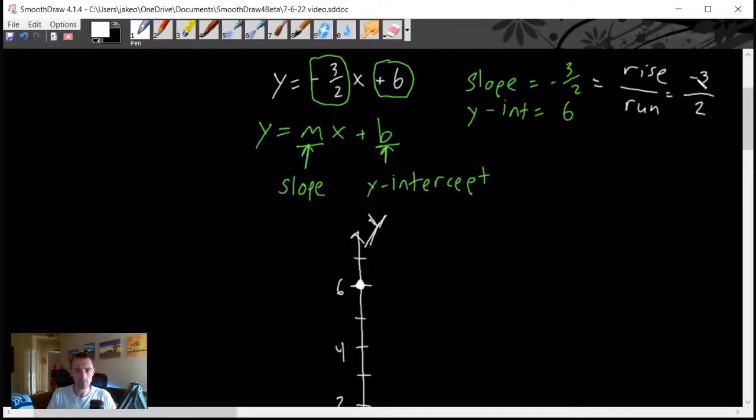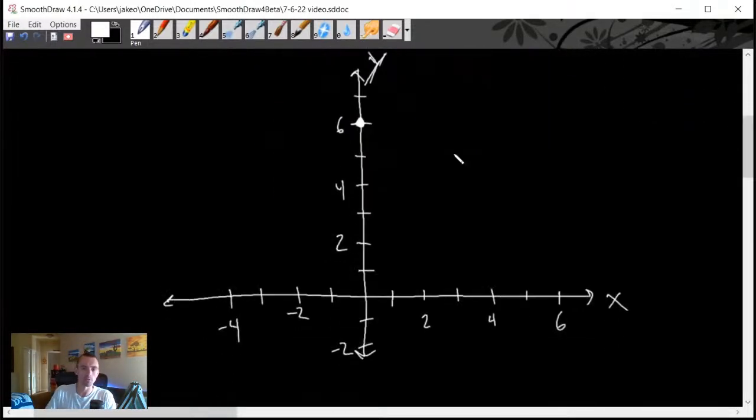So we want to go down 3 units for every 2 units we go to the right. So basically, we're just going to start at the one point we know. We're going to go down 3 units, 1, 2, 3, for every 2 units we go to the right. So then we're going to go 1, 2 to the right. So that puts us at x equals 2, y equals 3, because we went down 3 units from 6, gets us down to 3. And then over to the right, 2 units from 0 gets us to 2.